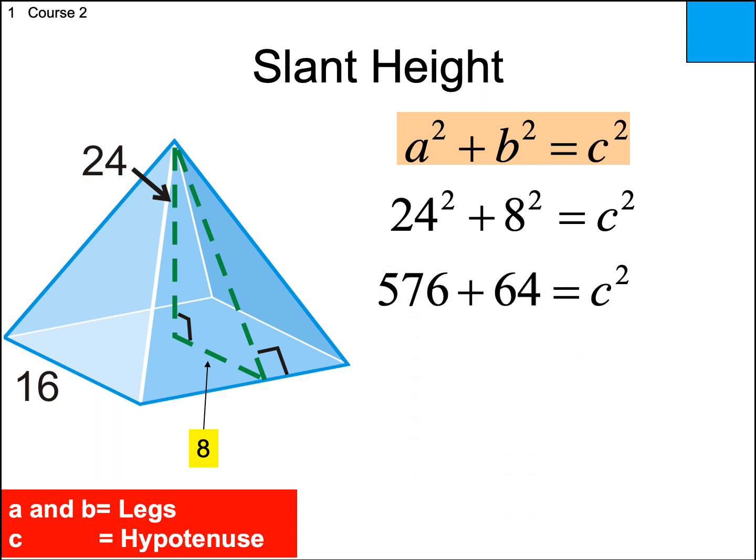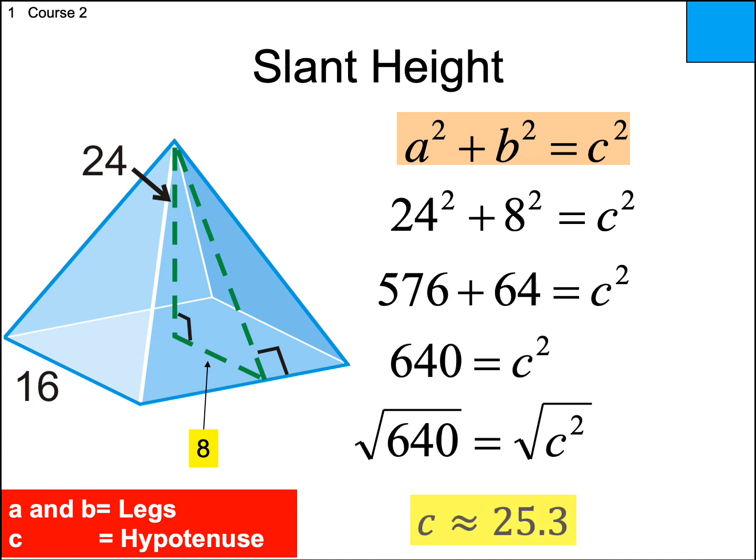So 24 squared is a big number. You add that to 64. Take the square root of both sides. And get about 25.3. Make sense? Hopefully this is a quick review for you.